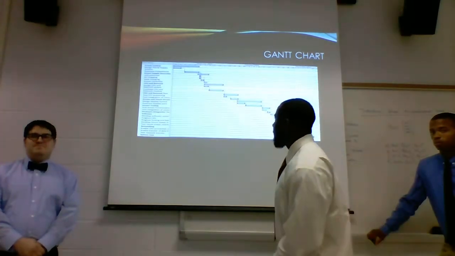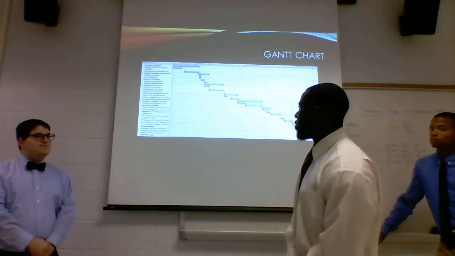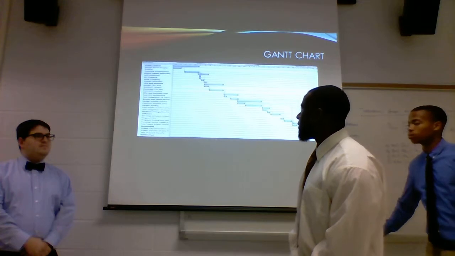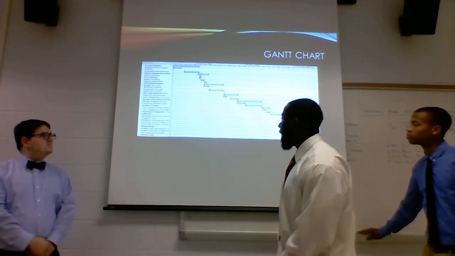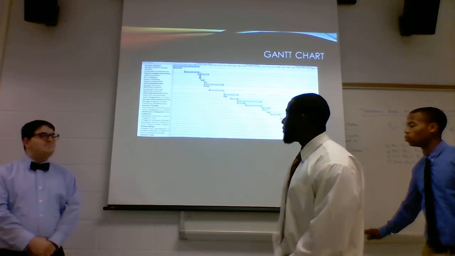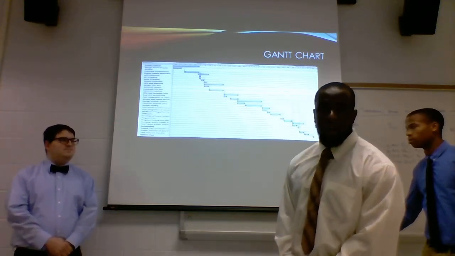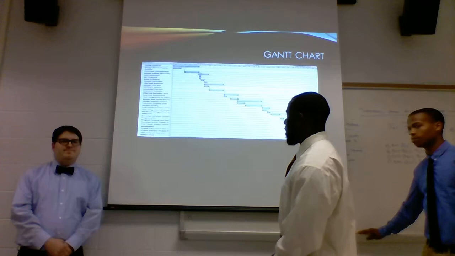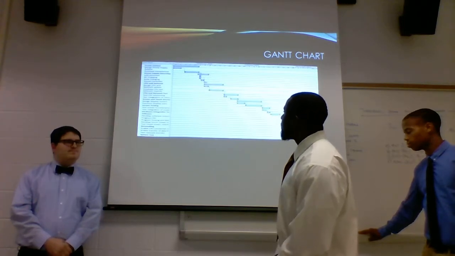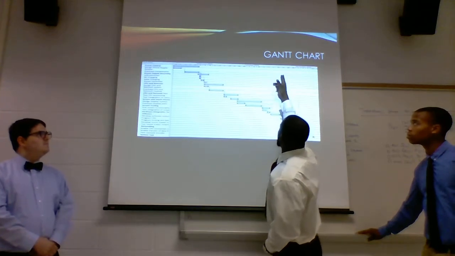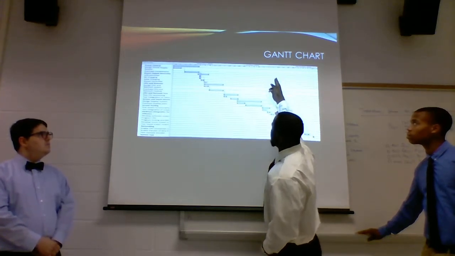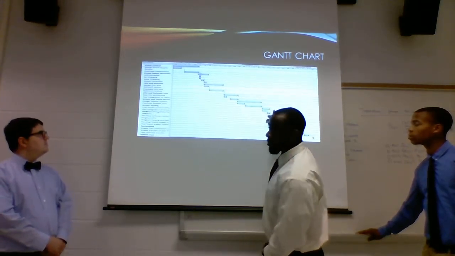So here we have our Gantt chart, which is basically showing the steps that we've been going through this semester. Even though we've had a couple roadblocks and we've been delayed on a couple things that we wanted to do, we're still close to being on schedule. So right here is where we're at, and that's around screen testing.